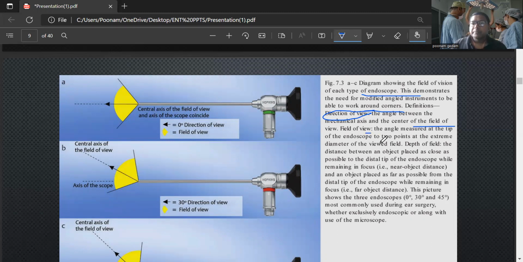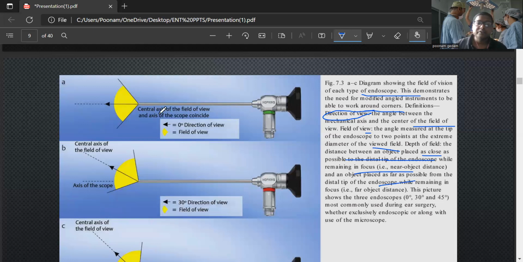The angle measured at the tip of the endoscope to 2 points at the extreme diameter of the viewed field. Depth of field: the distance between the object placed closest possible to the distal tip of the endoscope while remaining in focus, that is the near object, and an object placed as far as possible from the distal tip while remaining in focus.